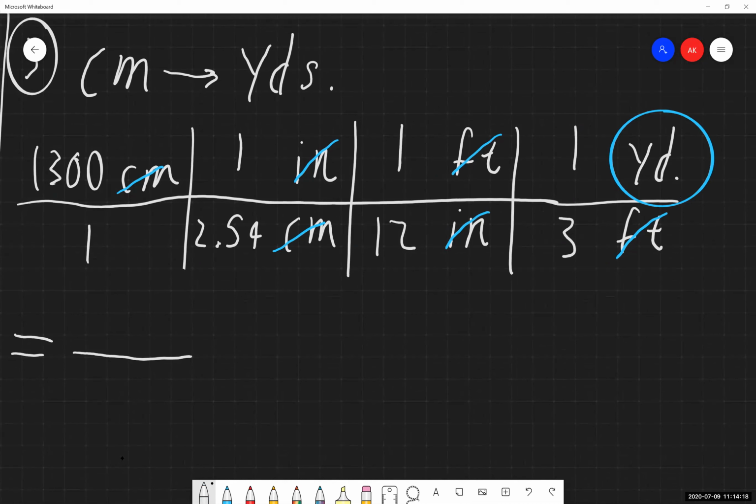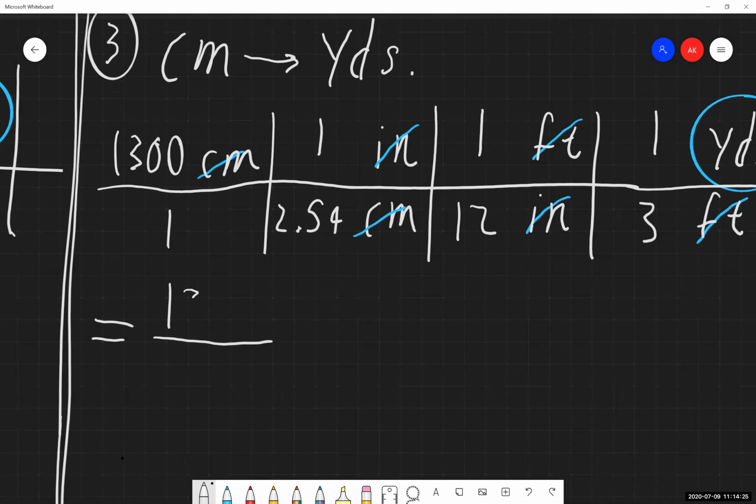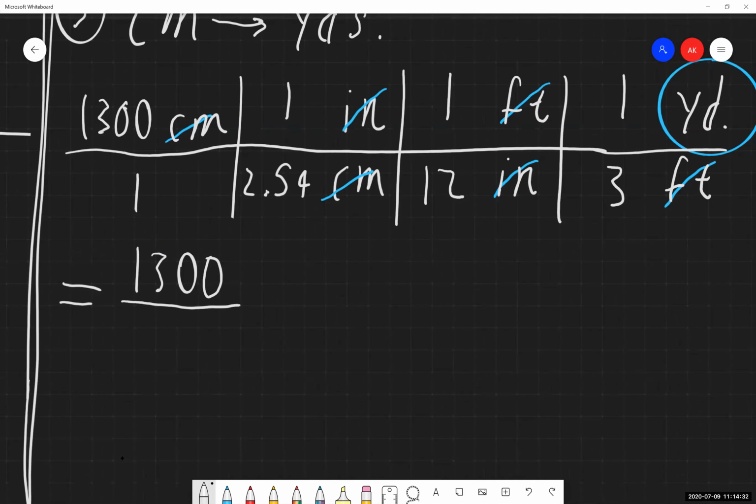So in the numerator, I have 1,300 times 1 times 1 times 1. Well, that's just going to be 1,300. It's just that times 1. In the denominator spot, I have 1 times 2.54 times 12 times 3. So multiply everything in the denominator together. You can list all of that at once in your calculator, and it can do that. When I do that, I am getting 91.44.